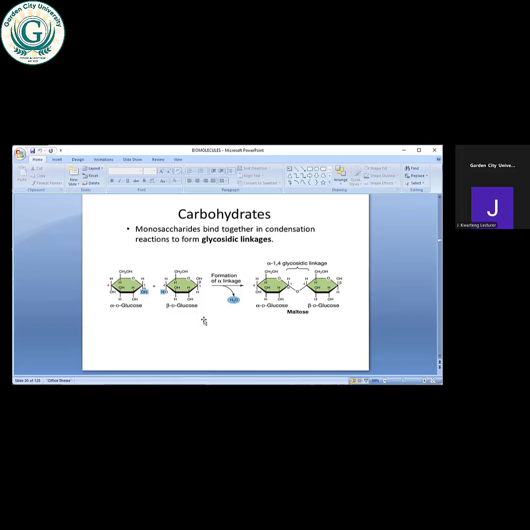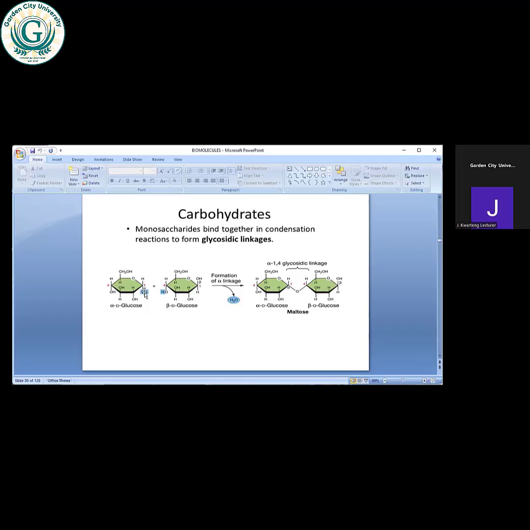Then you have what we call the disaccharide, which is formed through glycosidic linkages. If you look at my diagram here, this is a glucose in the alpha form, and there's also a beta glucose, can you see here? And then they join together. During the formation of the bond, there is a loss of water, so we call this condensation polymerization.